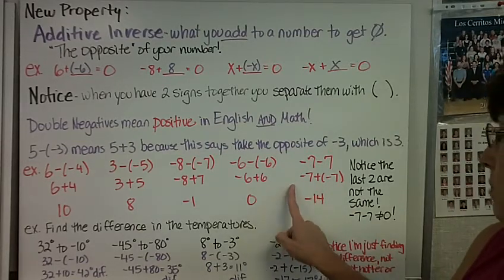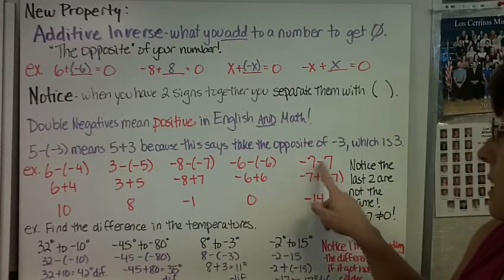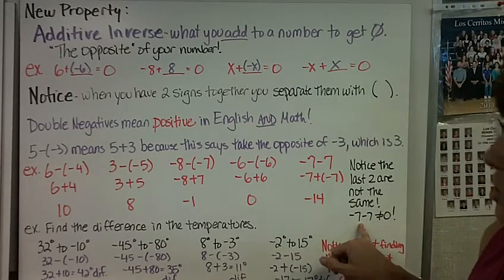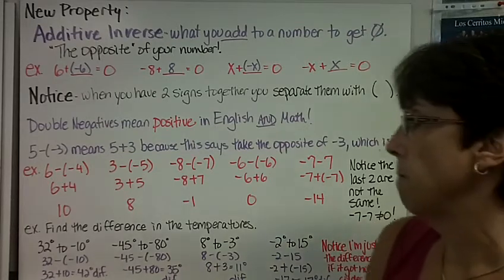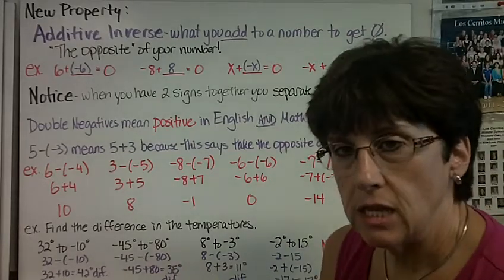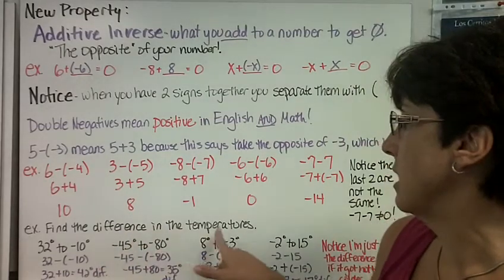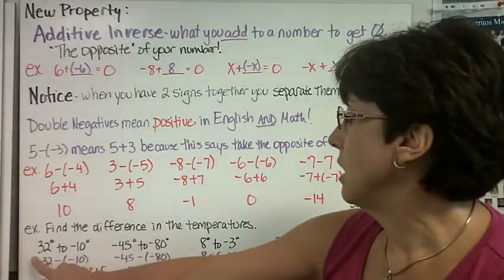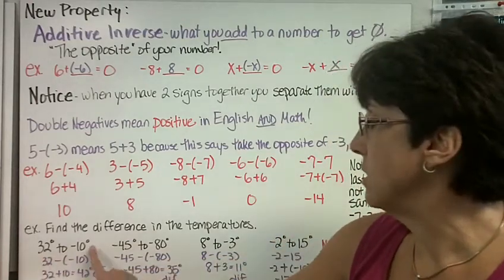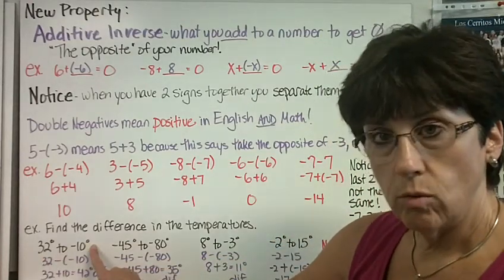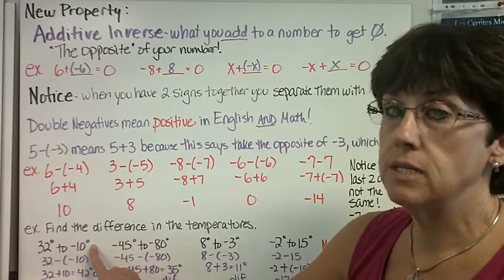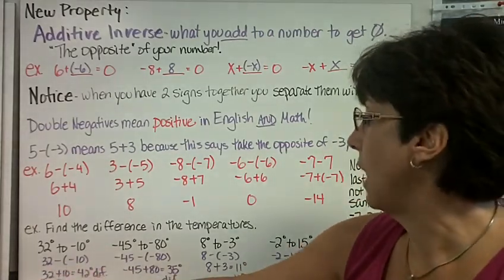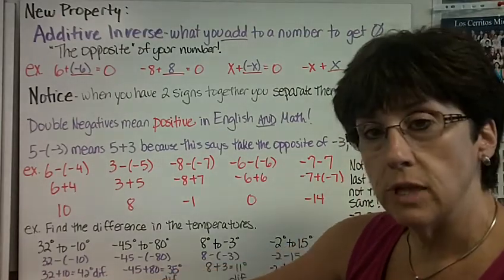Notice these last two problems are not the same. Don't look at this and just say, oh, negative 7 minus 7. That's not 0. Okay, it's negative 14. Here are some examples of taking the difference. Let's find the difference in the temperatures. Okay? I started out at 32 degrees, and now I went to negative 10 degrees. What's the difference? Difference means subtract. But here we're subtracting a negative, so we're really adding. We end up with 32 plus 10.